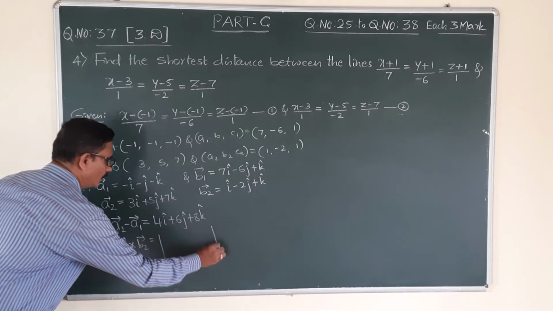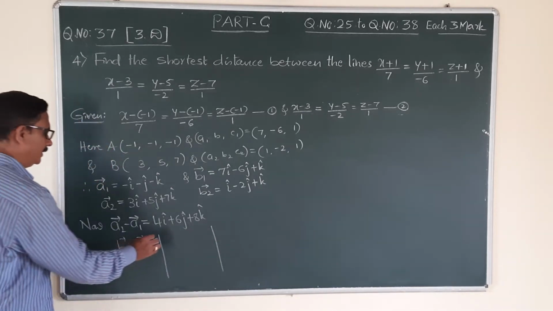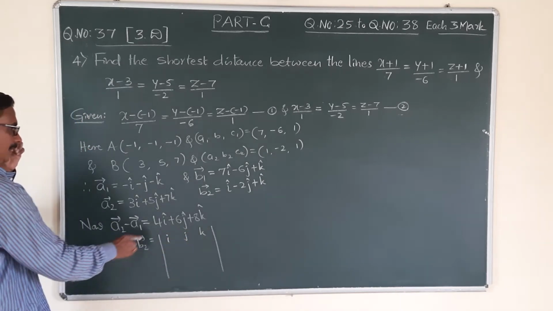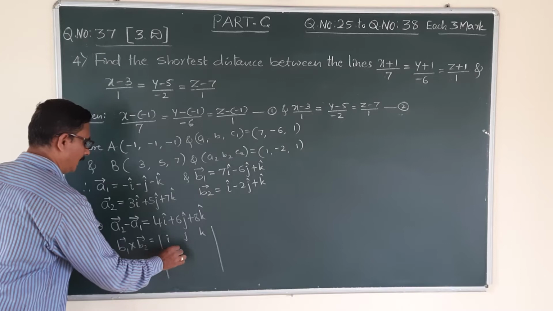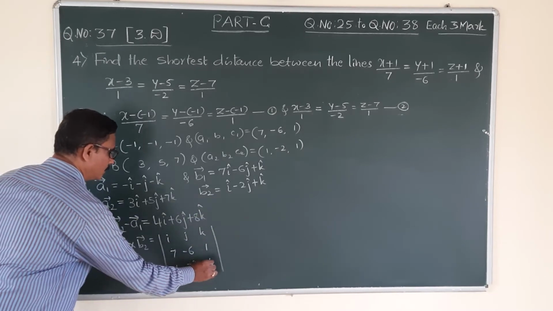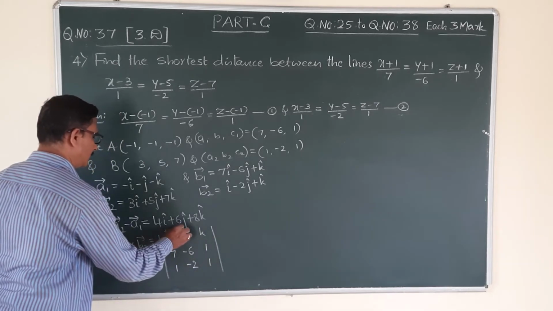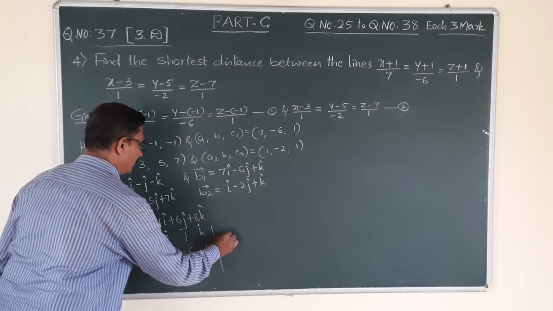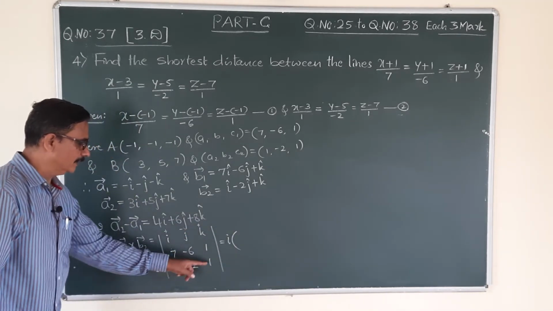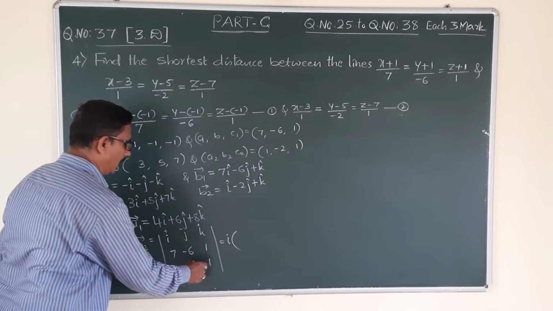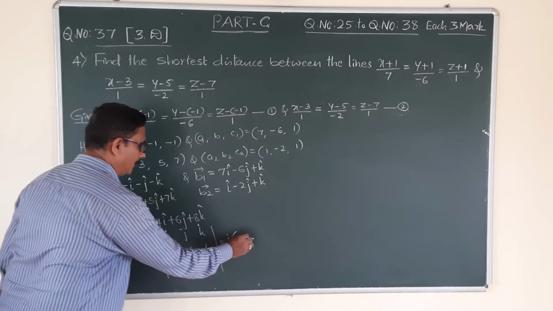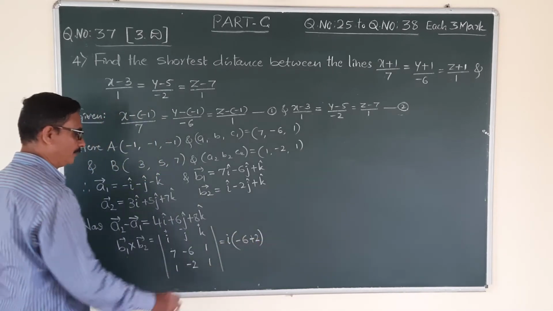b1 cross b2, cross product, definition using the determinant i, j, k. Coefficients of i, j, k: vector b1, 7, minus 6, 1. Vector b2, 1, minus 2, 1. Expand it, plus minus plus. i into, deleting first row, first column, you will get 4 numbers. The difference of the cross multiply: minus 6 into 1, minus 6, difference minus, minus 2 into 1, minus 2, minus into minus, plus 2, correct?